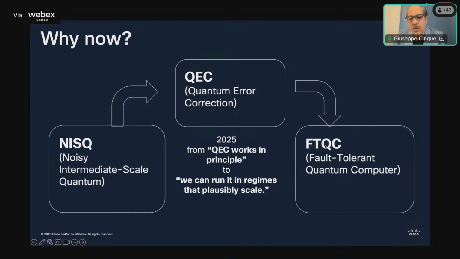But to get where we want to be, a fault-tolerant quantum computer, we need error correction. And there are algorithms of quantum error correction that have been theorized for a while. But now, in 2025, they started to move from quantum error correction working in principle to running in a regime that will plausibly scale. These are quotes from pivotal papers of this last year.